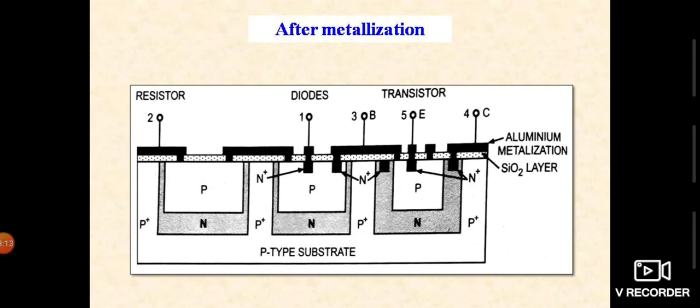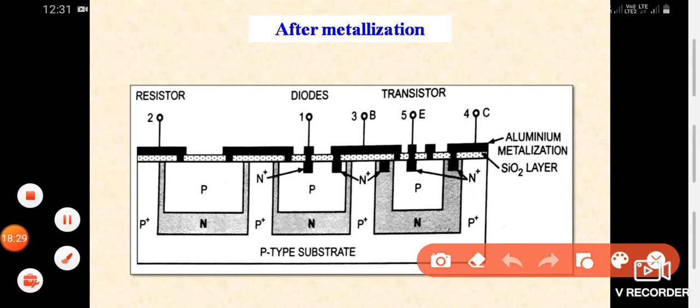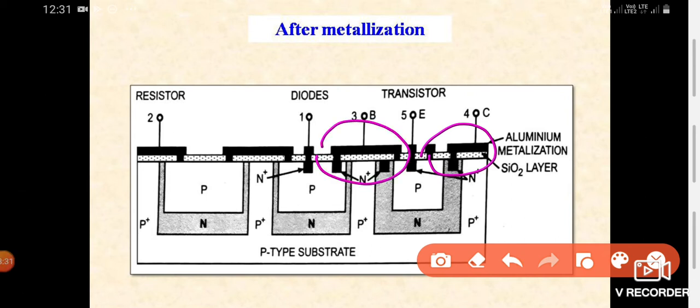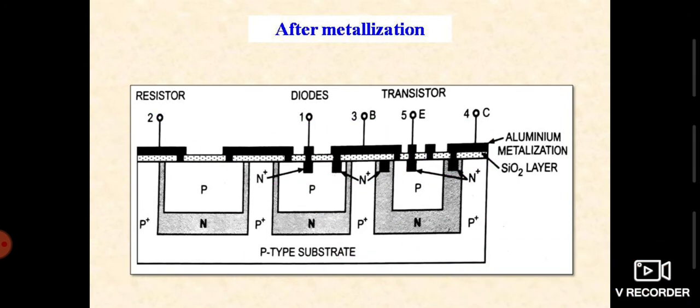After metallization, this is the front view, the side view, where we can see the metal contacts. The black regions are the aluminium metallization, that is the metal contacts, and you can see the silicon dioxide layer, and in these metal contacts you can see the terminals. I told you initially that for the particular circuit we have considered, we have to make 5 terminals. Here also you can see the IC consists of 5 terminals.